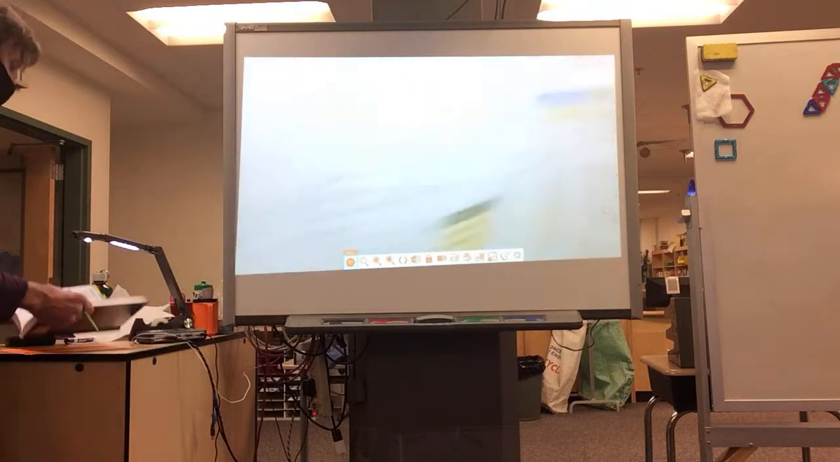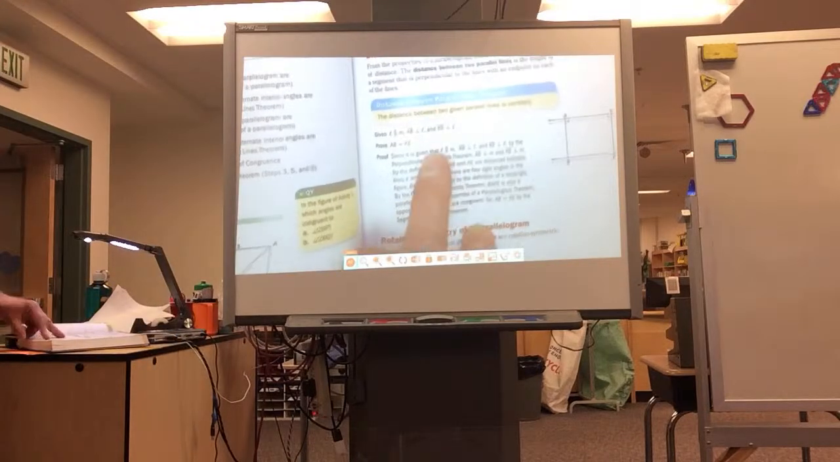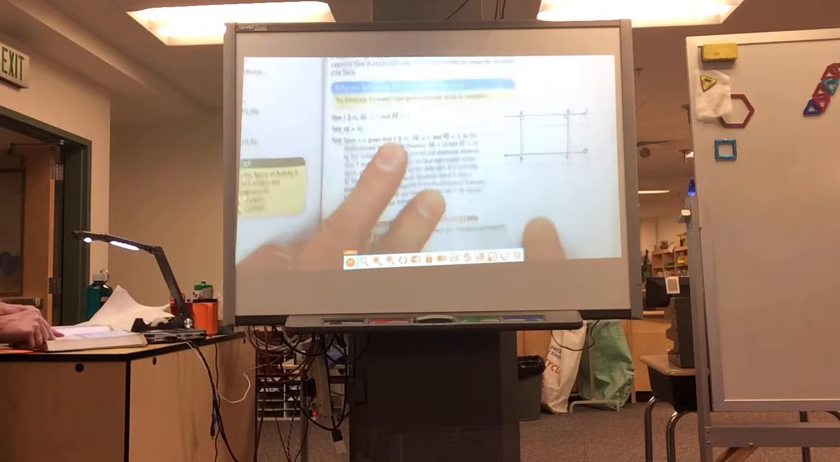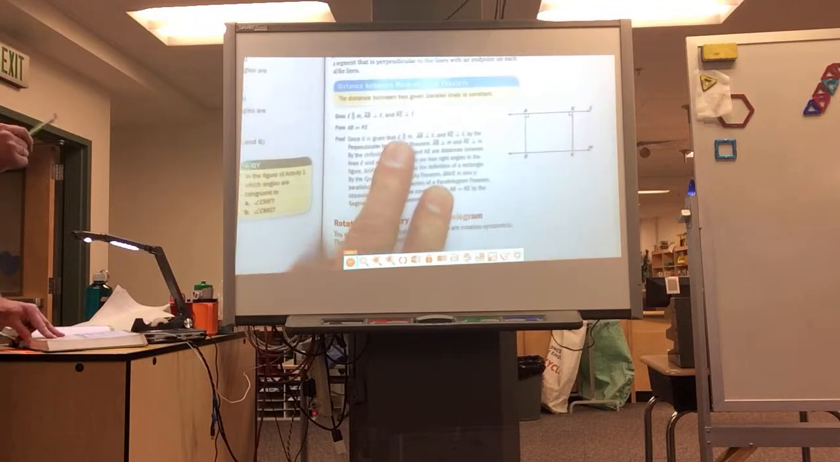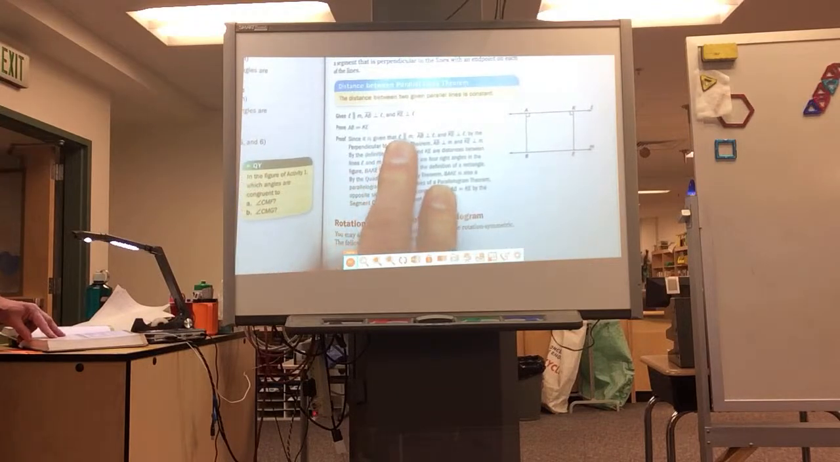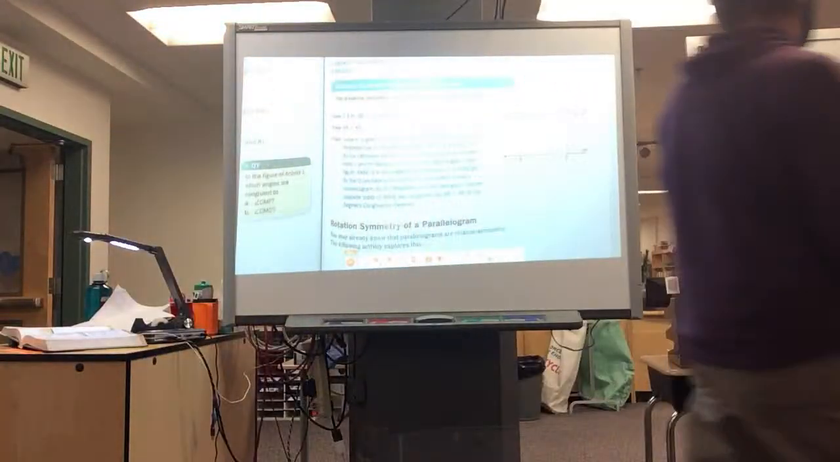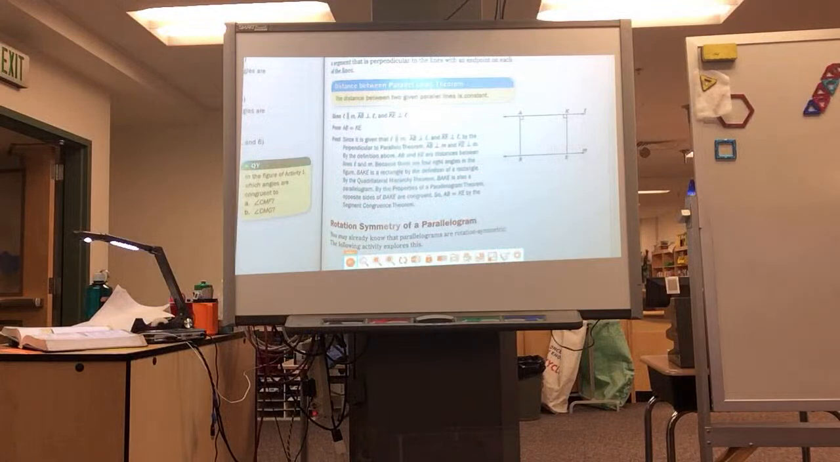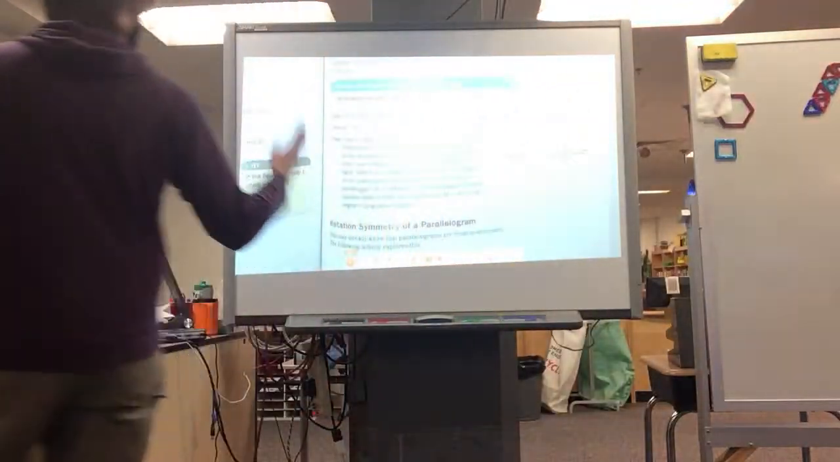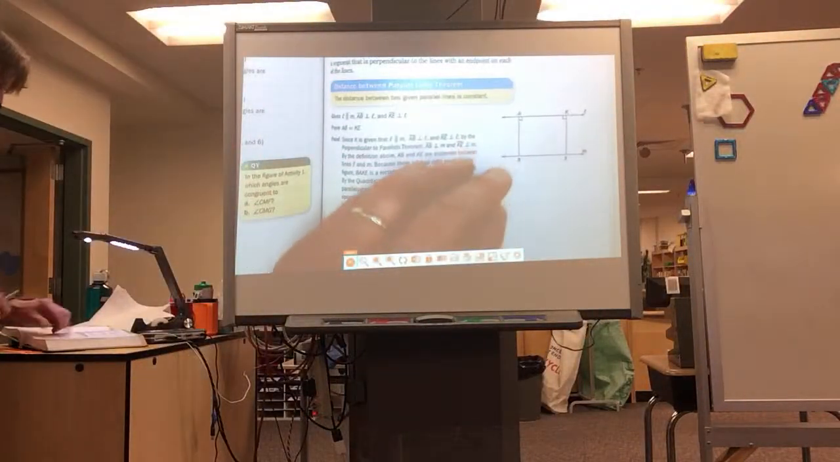Okay. Another theorem here, I won't go into this one in great detail, it's relatively straightforward. The distance between two given parallel lines is constant. If we pick any point along here and go perpendicular to one of those sides, this length is going to be the same, it's going to be a constant. And of course, they have a proof on that, but I think that makes sense.